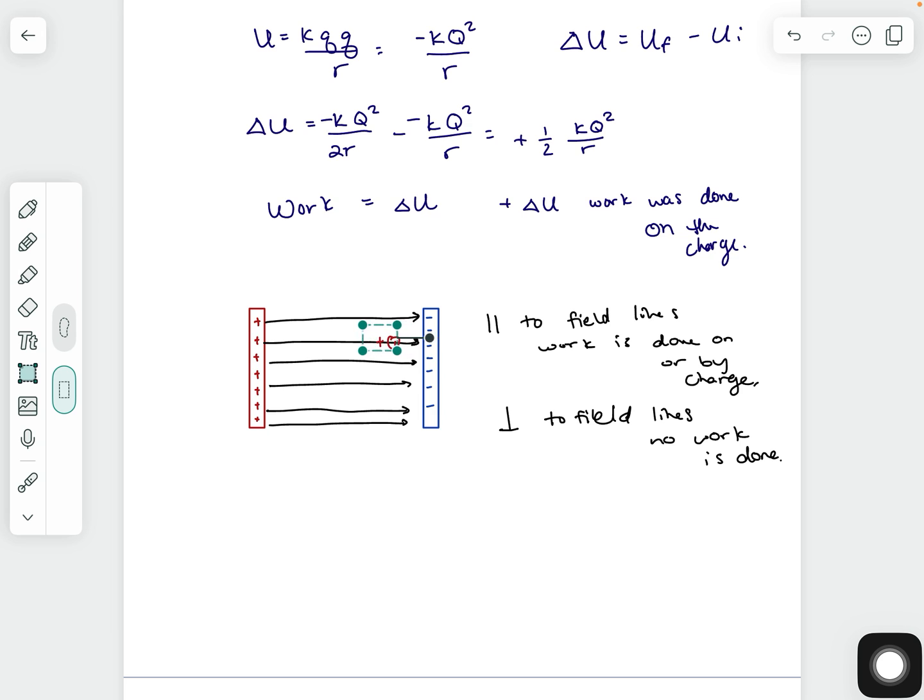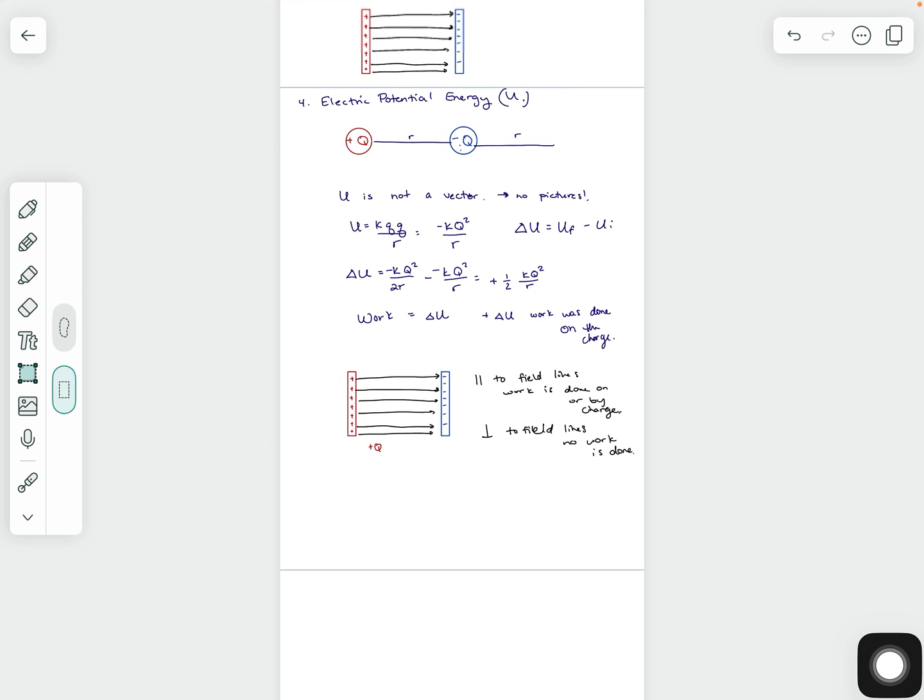If I were going to move the other direction, to the left towards the other plate, well, then something would have to physically move that. So it'd be positive work done on the system. But what's interesting here is that if I go up and down, perpendicular to the field lines, no work is done at all. Okay. And that's that.